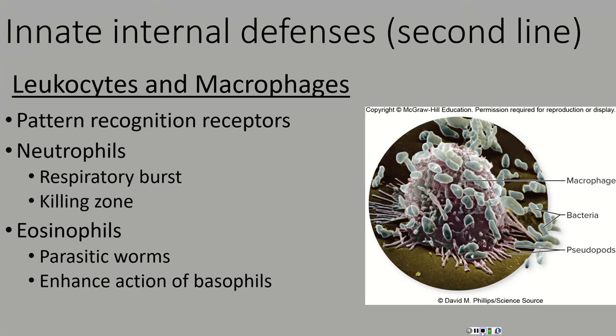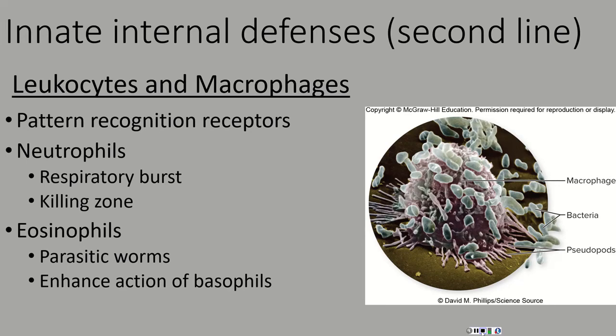So let's see how some of these cells will react if something triggers their pattern recognition receptors. Neutrophils, we've talked about how back in the blood chapter, we saw how neutrophils will phagocytize bacteria. But they do more than just phagocytize. They're capable of creating something called a respiratory burst.